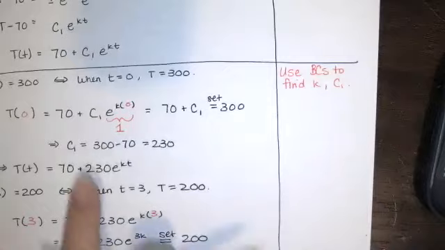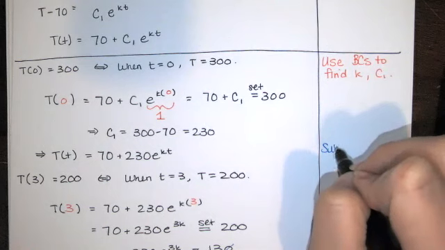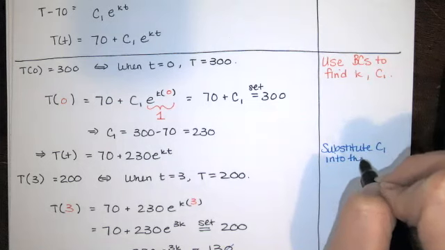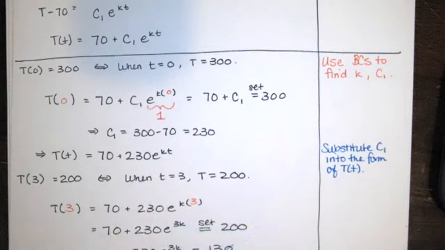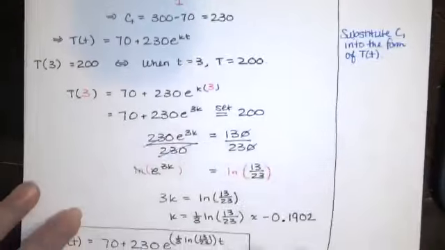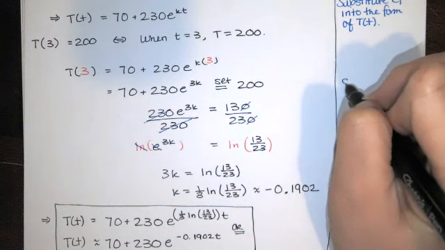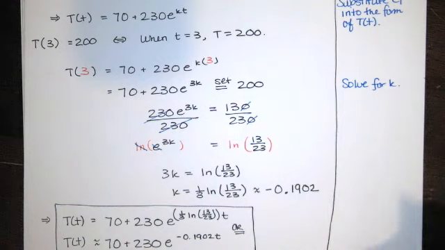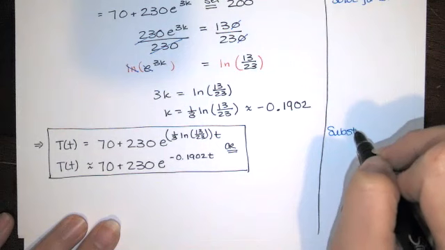So we used the first initial condition to find C1, and then we substitute C1 into the form of T of t. So we knew the general form, we just weren't sure what the C and the K were. So we found C, then we used the second initial condition to find K. And that required solving this exponential equation. And then we substitute K into the form of the solution.